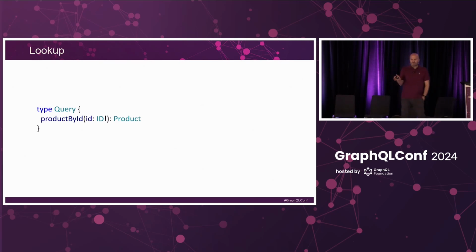If we look at this little piece of SDL here, we can immediately see what it does. It fetches a product by an ID. We call these kinds of fields lookups. And lookups allow us to fetch an entity by a stable key. This is an important concept in GraphQL, not only for gateways, but also for GraphQL clients.